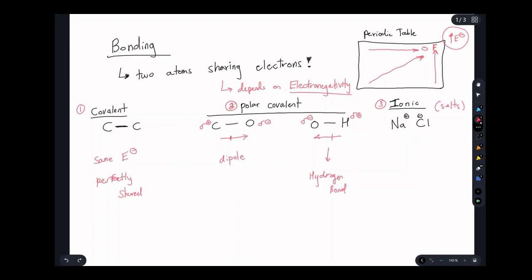So with that in mind, we can see that different kinds of bonds form based on the electronegativity of the atoms and the difference between them. The most important thing to take away here is the formation of these dipole charges and being able to predict them when you're looking at a bond. This is going to be something that comes up again and again.